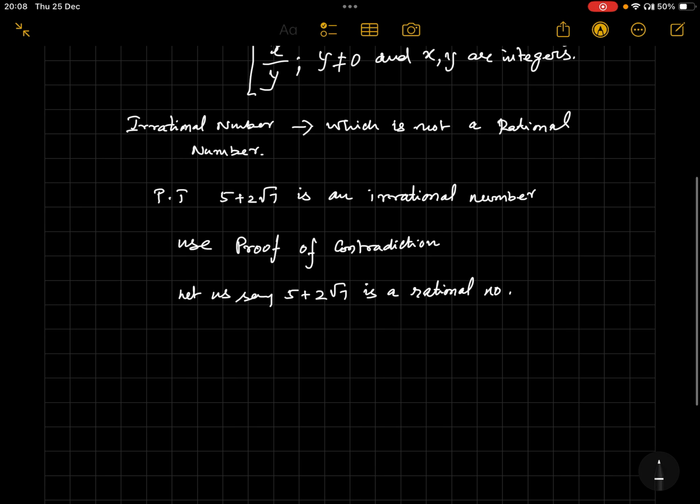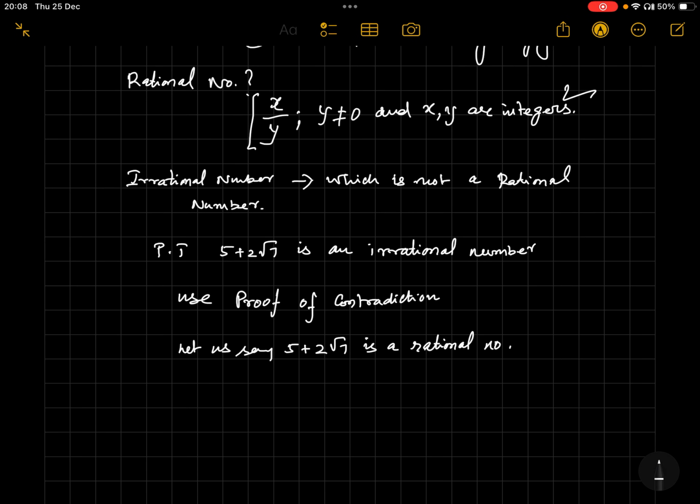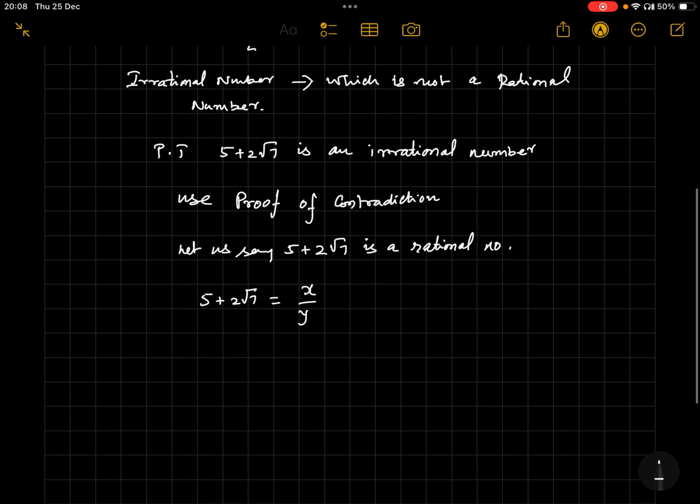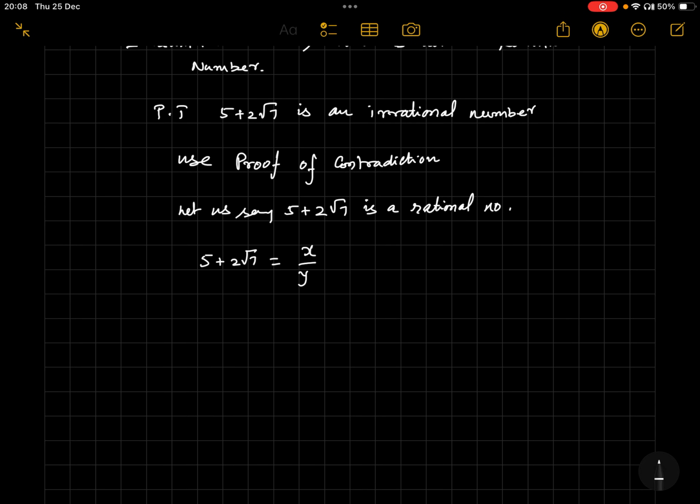When a number is rational, by the definition, 5 plus 2 root 7 can be written in the form x over y, where y is not equal to 0 and x and y are integers. So this implies 2 root 7 equals x over y minus 5, which is equal to (x minus 5y) by y. Or we'll say root 7 equals (x minus 5y) over 2y.